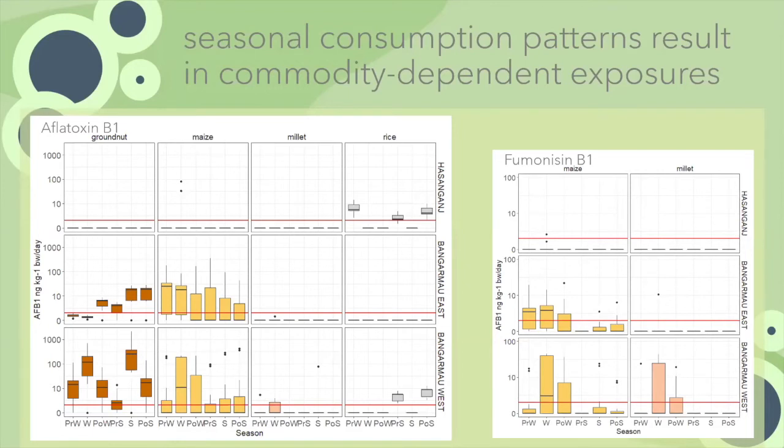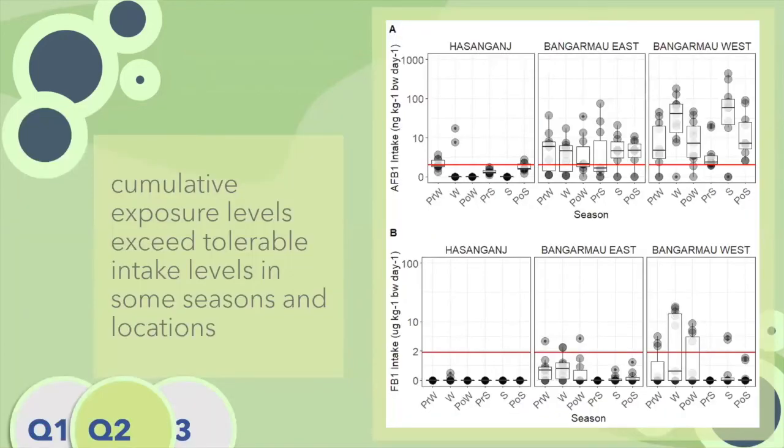So we can take it one step further and add together the commodity-wise exposures to observe cumulative exposures in the diet in terms of per capita daily intake. And we can see that what we observed in the commodity-wise representation is echoed here, where Hasanganj, for both aflatoxin on the top and fumonisin on the bottom, had very little dietary exposure in any season.